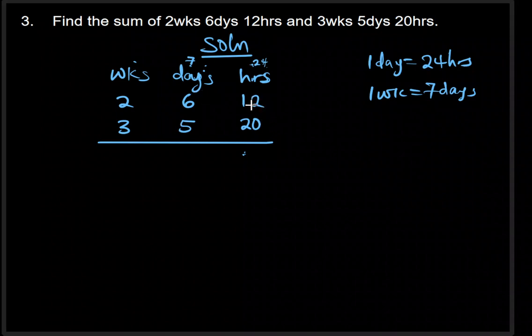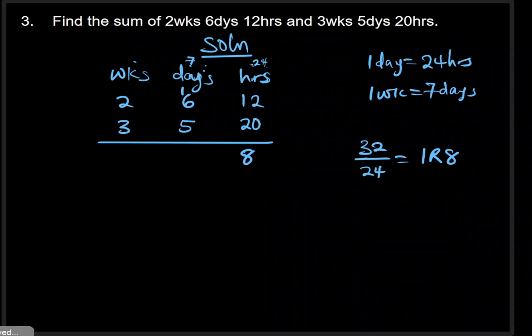So let's start. We have 12 plus 20 here. 12 plus 20 will be equal to 32. 32 is bigger than 23. So what should I do? Divide it by 24. And that will give 1 remainder 8. So I put 8 here, then I carry 1 to the next unit. 1 plus 6, 7. 7 plus 5, that will give me 12.